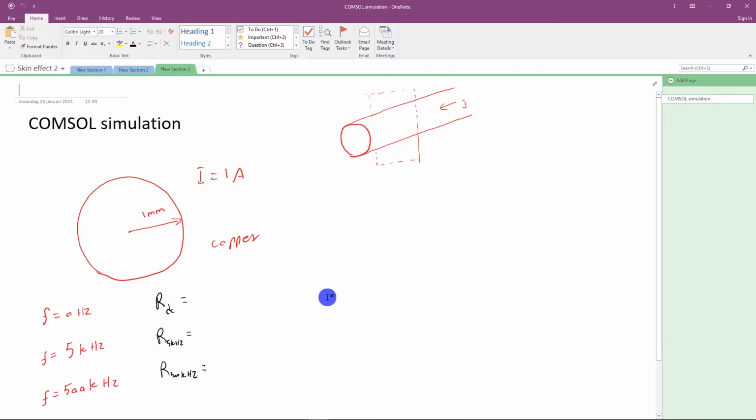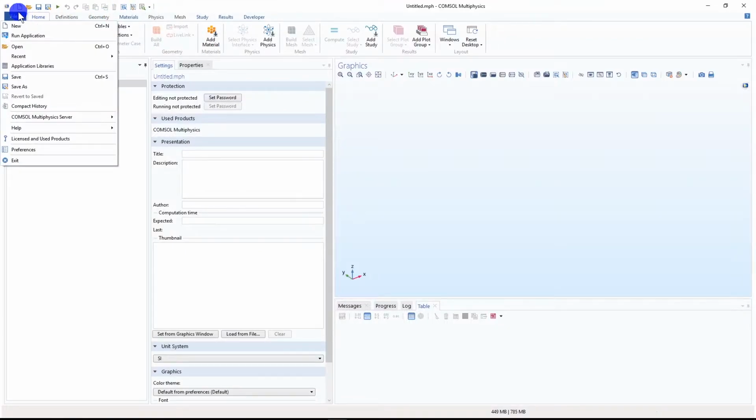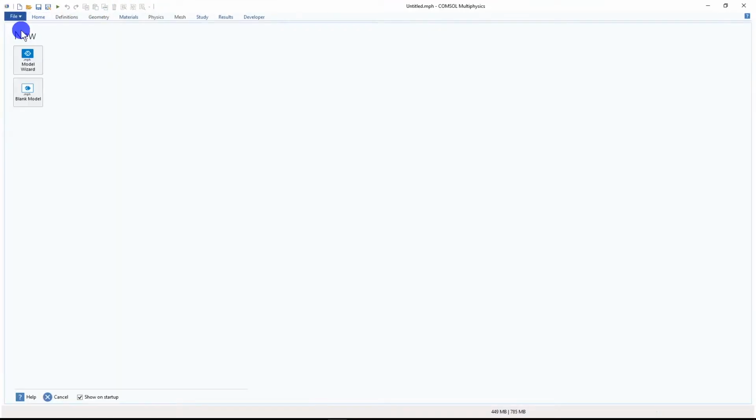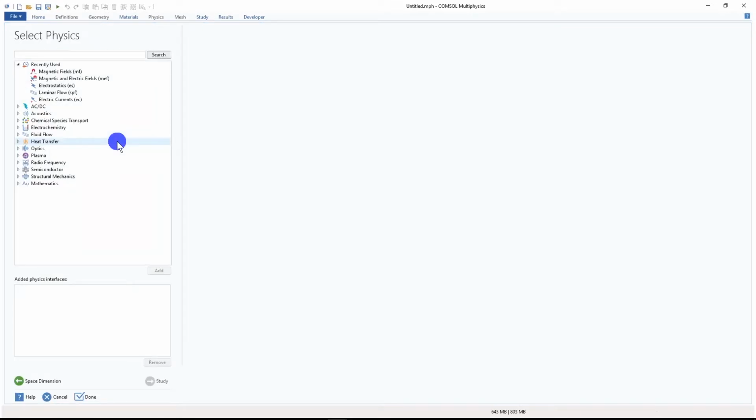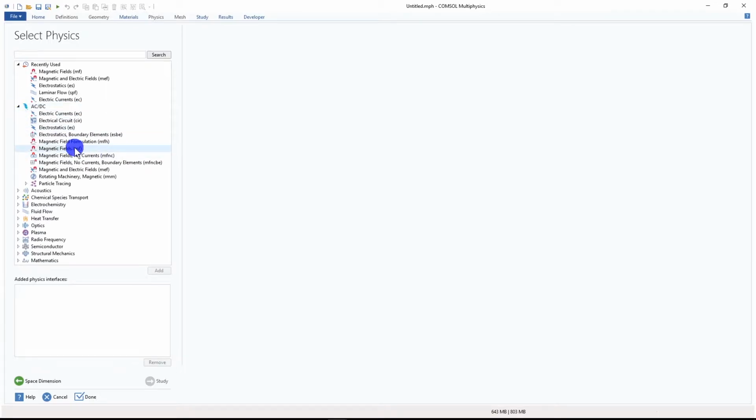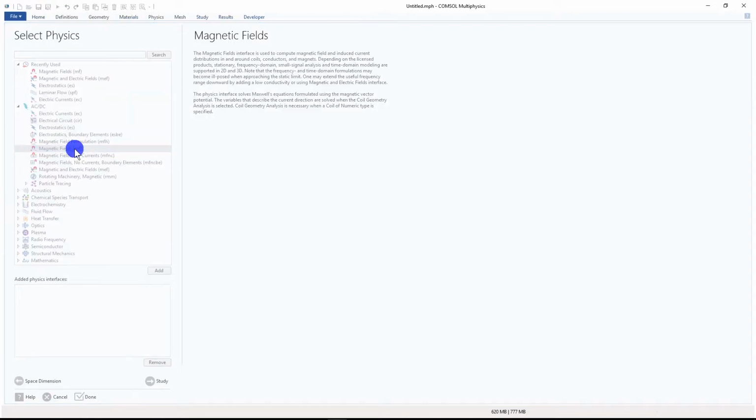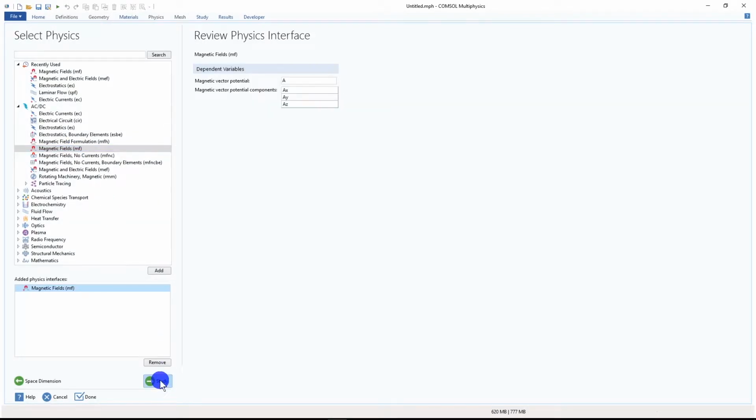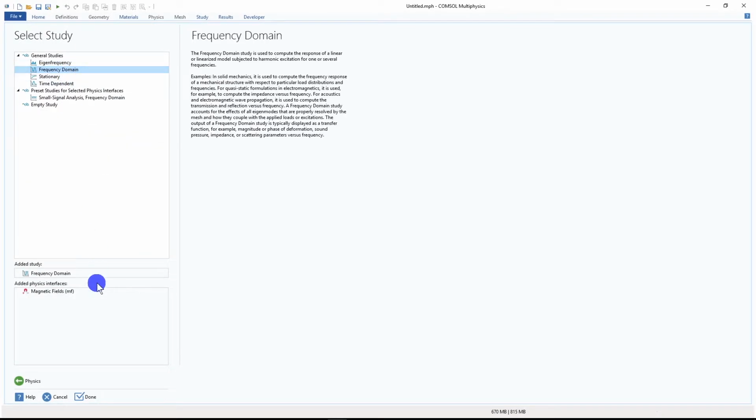Okay, now let us open COMSOL and see how to do this simulation. So I open COMSOL, make a new model, select 2D, and from AC/DC I select magnetic field or magnetic and electric field. I select magnetic field here for this analysis. Study, select frequency domain, done.